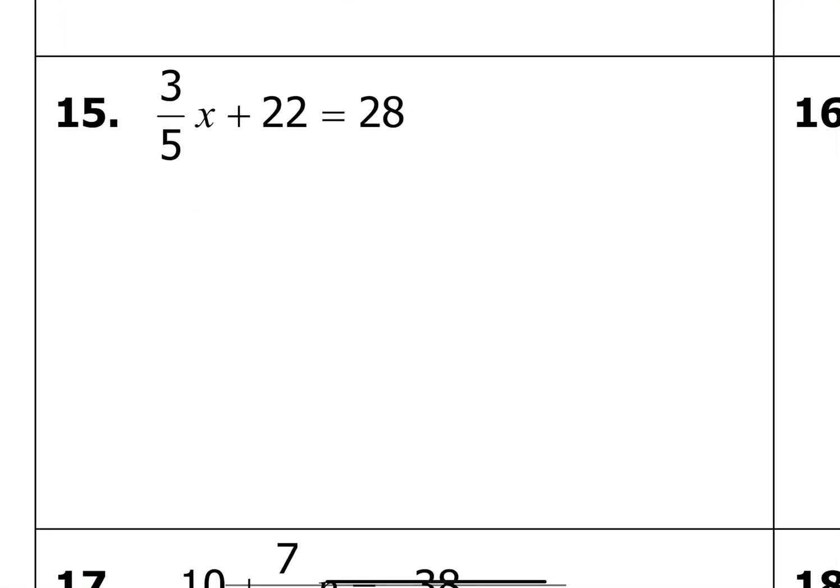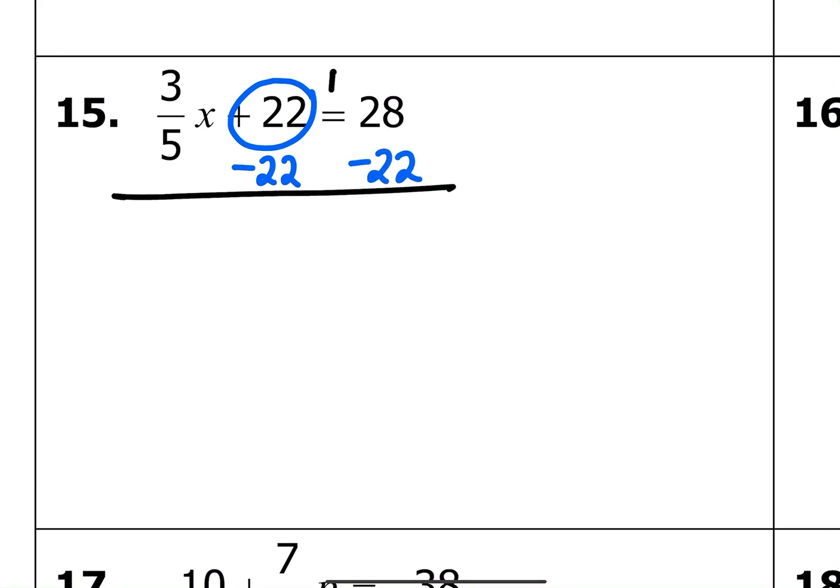Now 15, we have a fraction as the coefficient. Still not worrying about that until we have to. We're still focusing on the constant first. So get rid of the constant first. I want that constant to become a 0 because anything plus 0 is itself, right? It's that identity property. So we get 3/5 x equals 6.